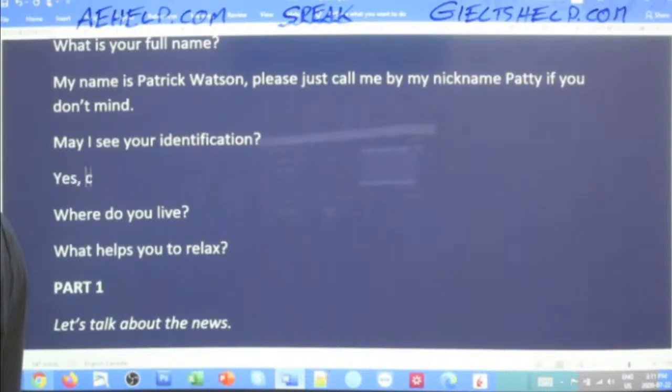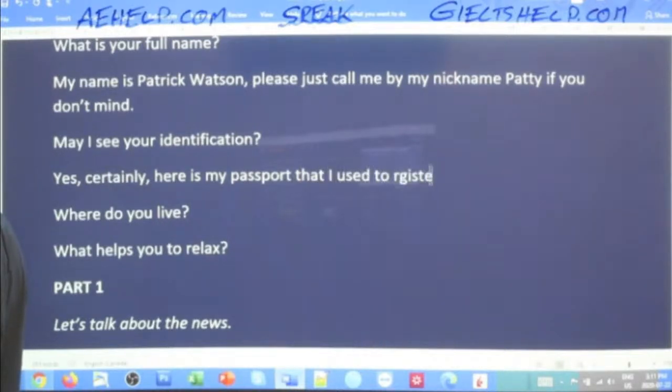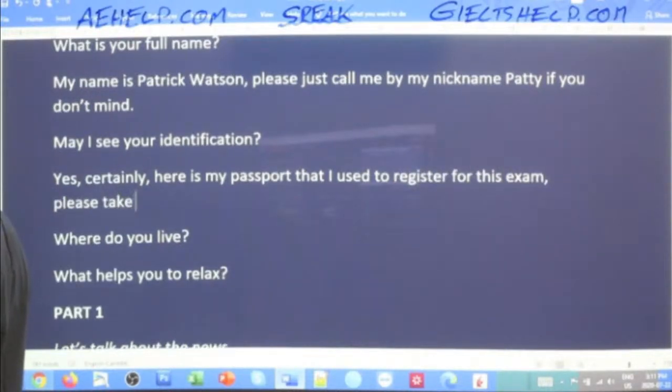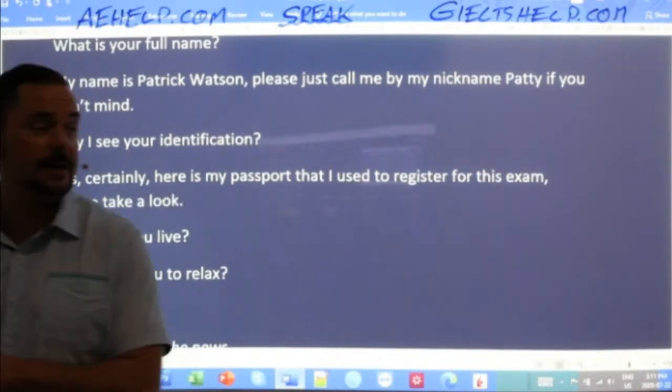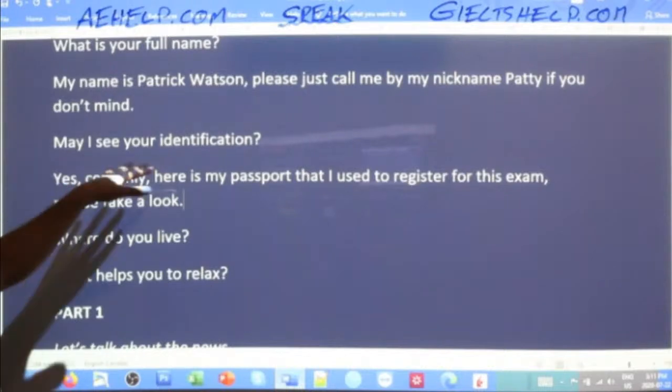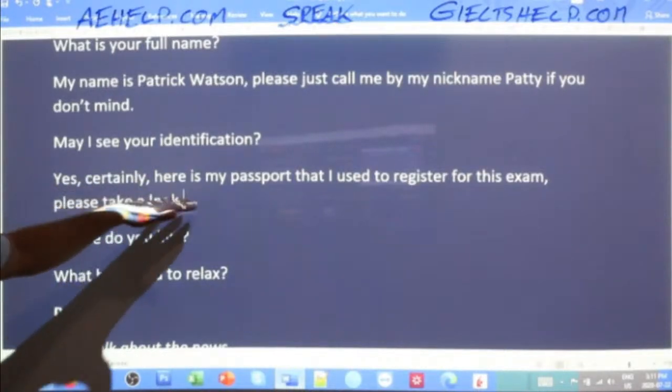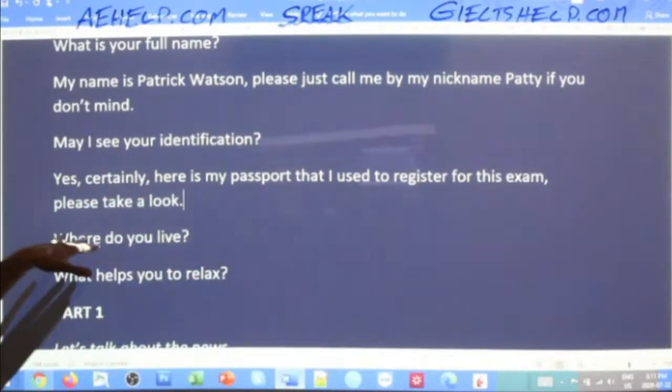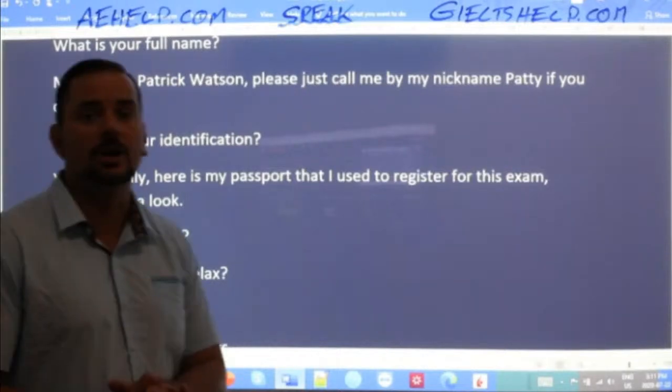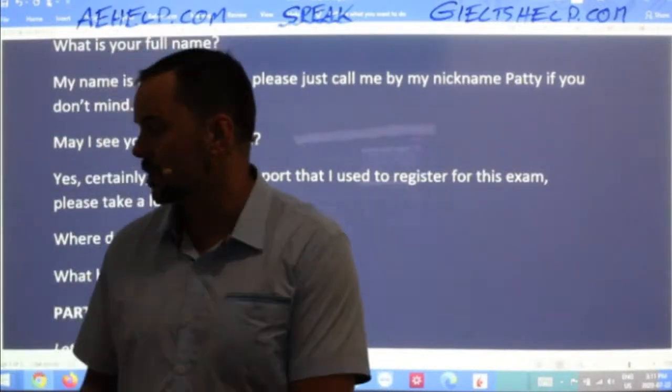So here we go. May I see your identification? Yes, certainly. Here is my passport that I used to register for this exam. Please take a look. And of course, while you're handing it to the examiner. So repeat after me. May I see your identification? Yes, certainly. Here's my passport that I used to register for this exam. Please take a look, or please have a look. Both of those work great.